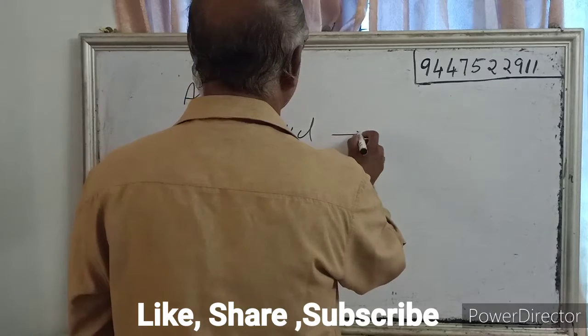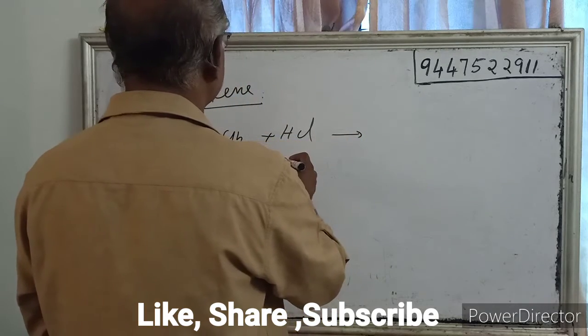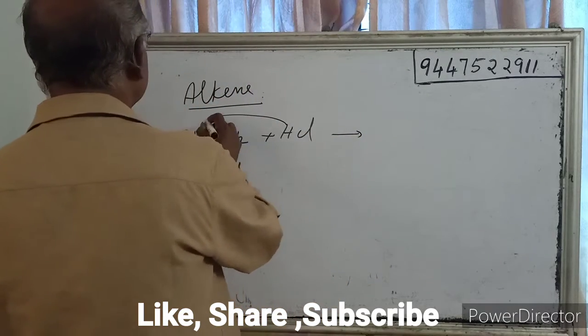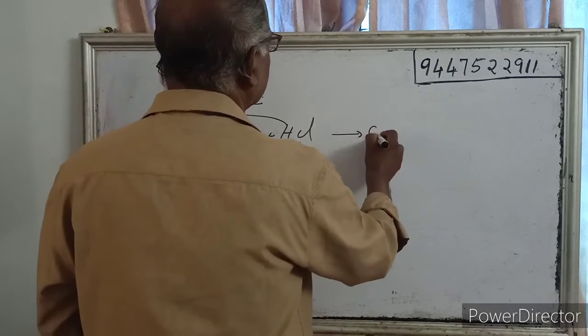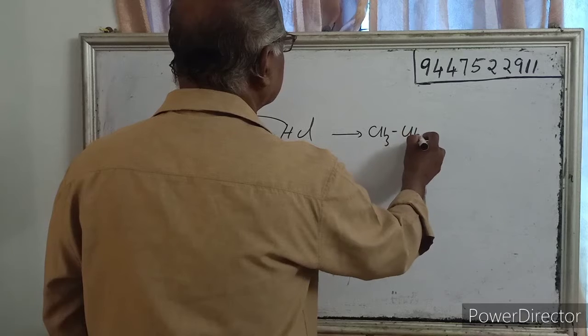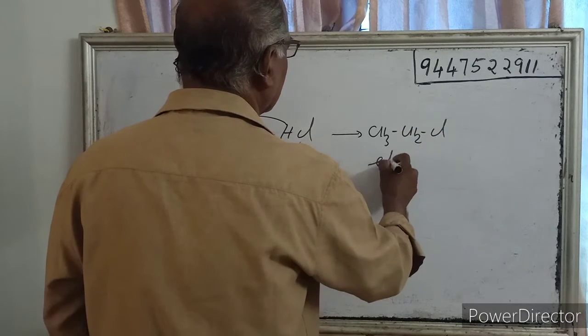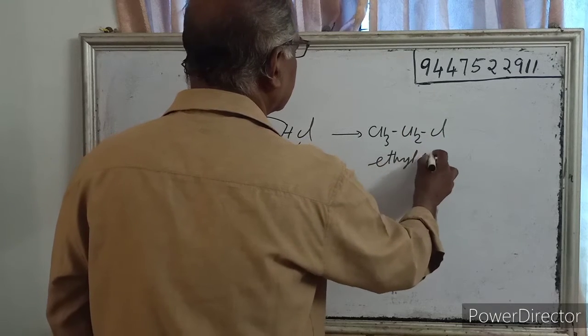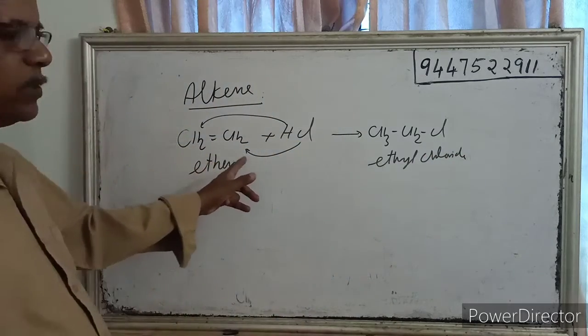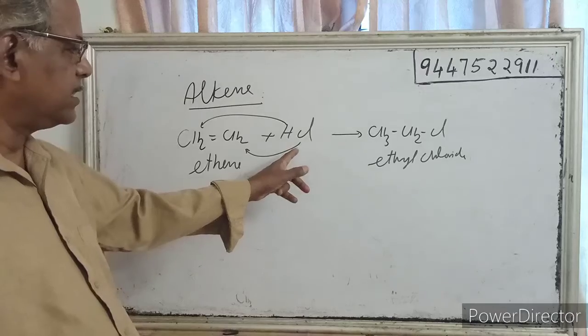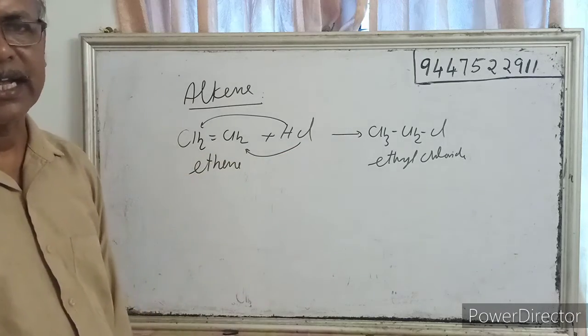Here addition takes place. The hydrogen will go to one carbon atom and chlorine will go to the other carbon atom to give CH3CH2Cl, ethyl chloride. So alkenes undergo addition reaction with hydrogen halides to give the corresponding alkyl halide.